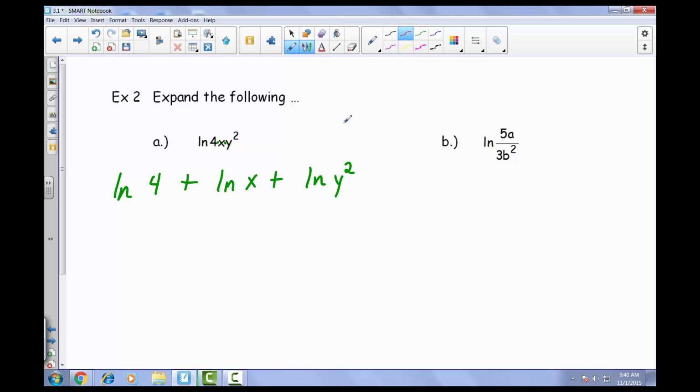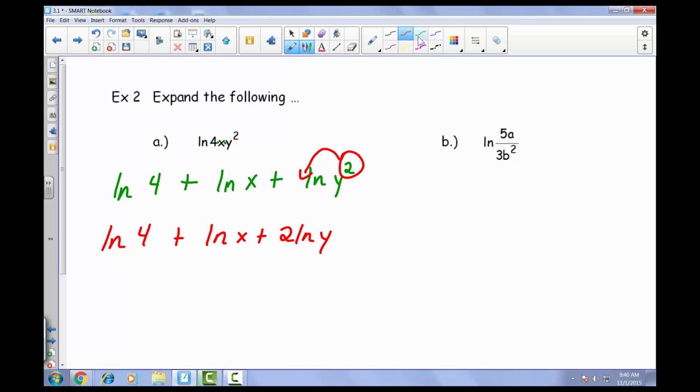Now we're going to go ahead and take our exponent for this last guy. We notice that we can go ahead and use the power property with logarithms and throw him in front of our natural log. So when we do that, we have then the natural log of 4 plus the natural log of x plus 2 times the natural log of y. And that's pretty much as far as we can expand it. These guys don't have powers, so we're kind of good.